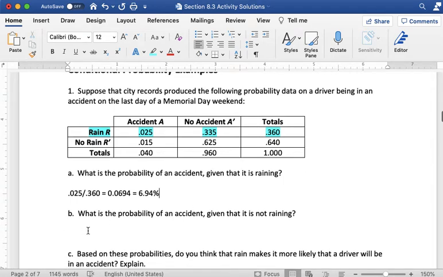Question B says, what is the probability of an accident given that it is not raining? So now, instead of looking at the rain row, I'm going to be looking at the no rain row of the table. And so I see that the probability of an accident in that row is 0.015, and I'm going to divide that by the total probability of that row, which is 0.640. And when I divide those two, I should get 0.0234, or 2.34%.